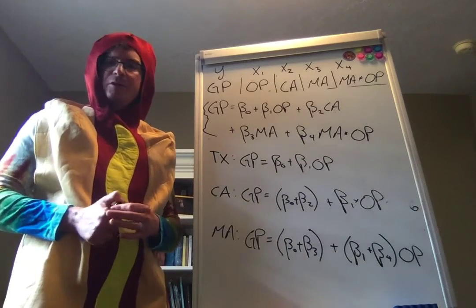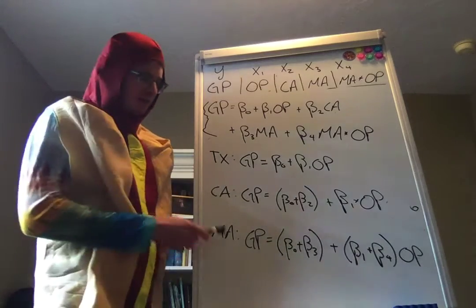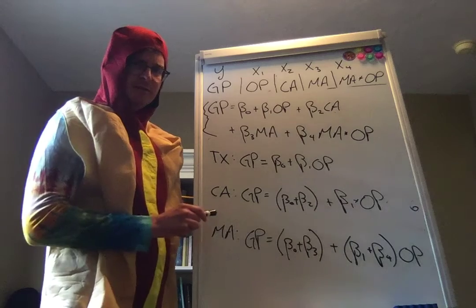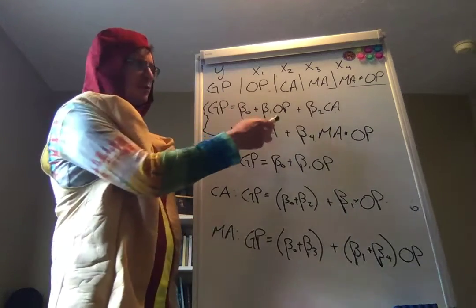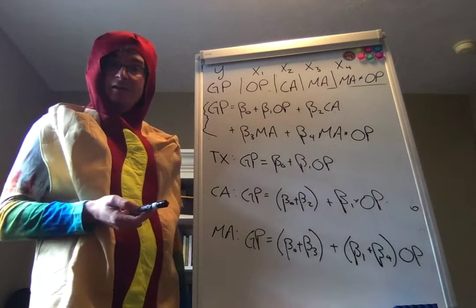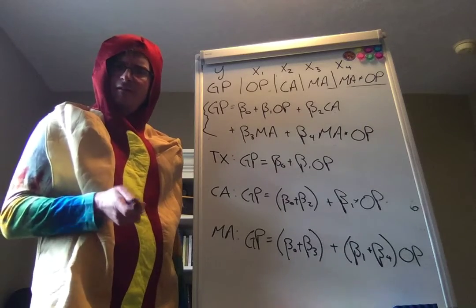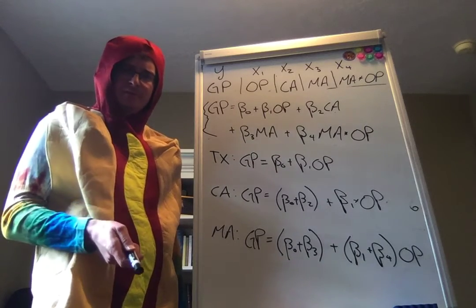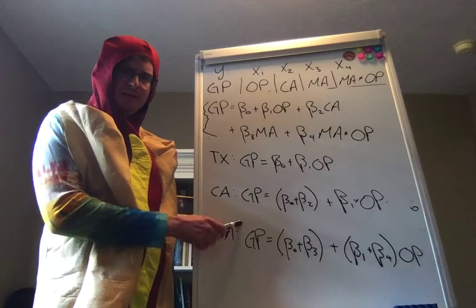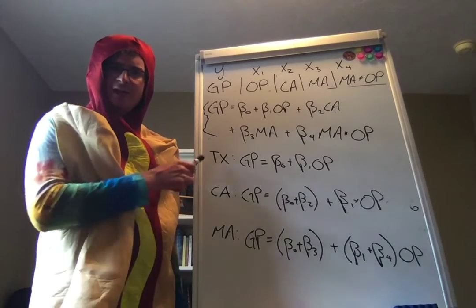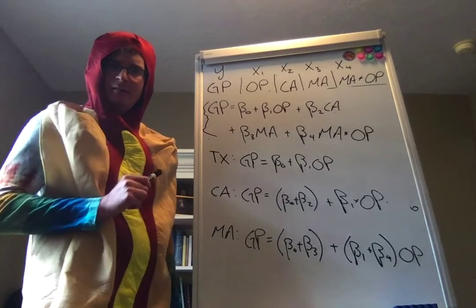So this is probably worth trying to write down on your own and thinking about how I collected these terms. Try to write this out with your ones and zeros before collecting like terms, and then convince yourself that after you collect like terms, you should get these three equations for Texas, California, and Massachusetts.